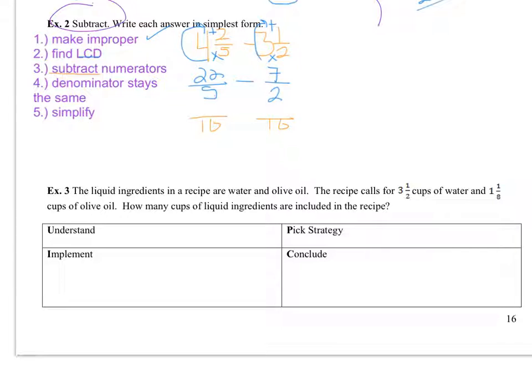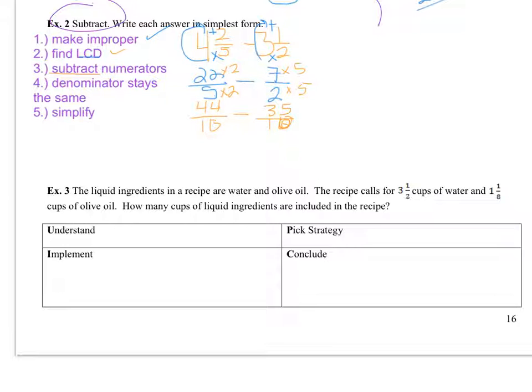Alright, so to get from 2 to 10, I'd have to multiply by 5. Therefore, that's what I have to do to the 7. So 5 times 7 is 35 for my numerator. That's supposed to be a 10. And then on this side, I have to multiply both of them by 2. 5 times 2 is 10, so that's what I have to do to 22. So we end up with 44 over 10 minus 35 over 10.